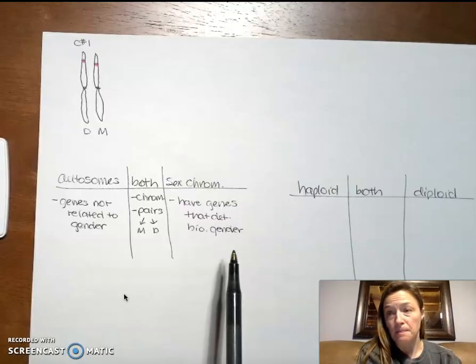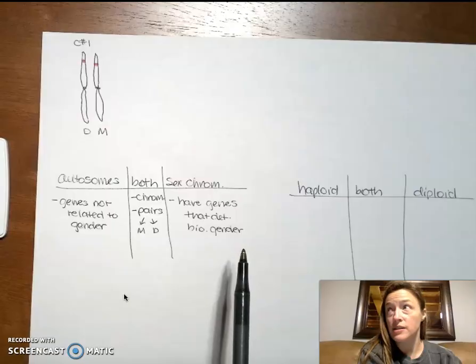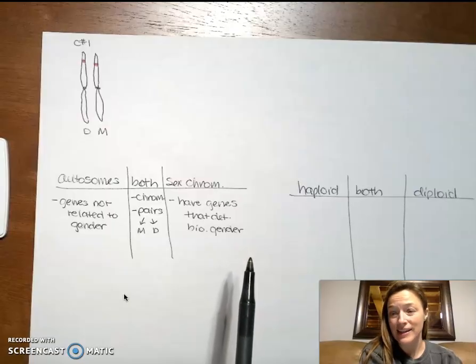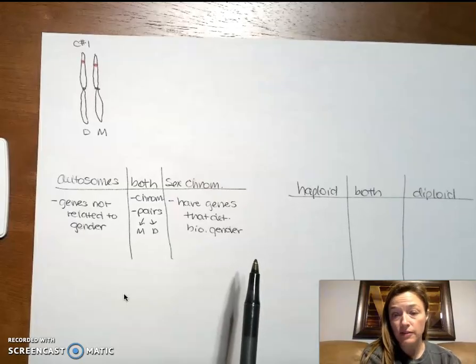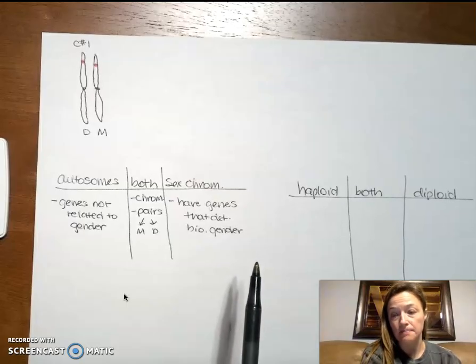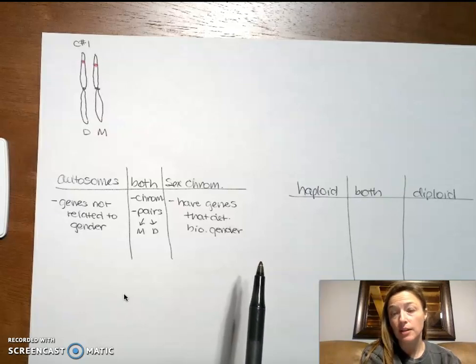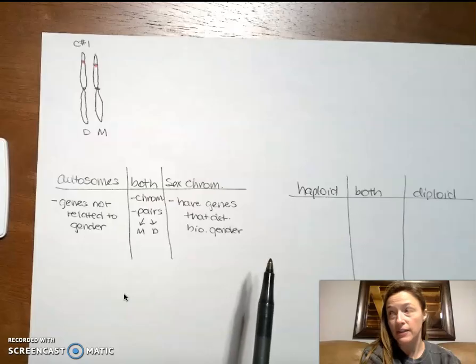There are some. There's one that has to do with the rods and cones in your eyes, and that's why there is an X-linked color blindness. There's one that has to do with muscle development. That's why there's an X-linked muscular dystrophy. There is one that has to do with blood clotting, so there is an X-linked type of hemophilia.